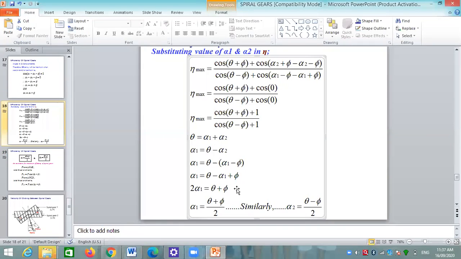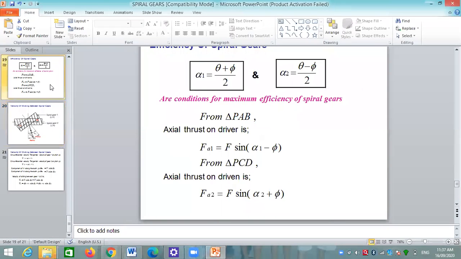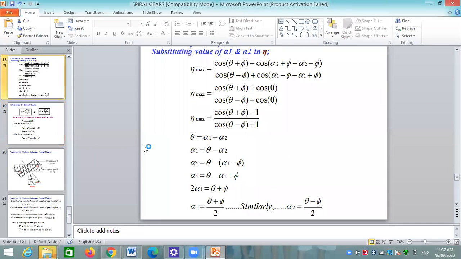I will share this PPT with you. You go through it, and if you have any doubt regarding this, you can ask me, because this derivation will not be asked in the final examination, only numericals will be asked, and they depend only on this formula. If a numerical is asked on a spiral gear to calculate the efficiency, then this formula will be used, because this derivation is a little bit complicated and it is not asked in the final examination.